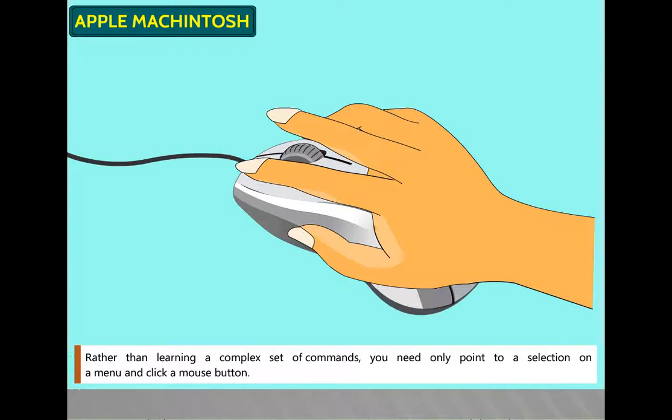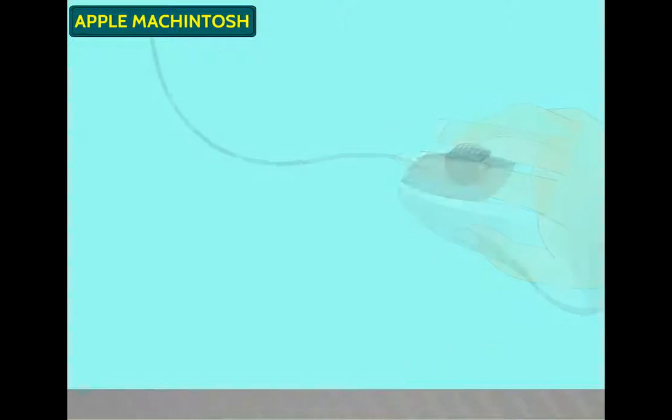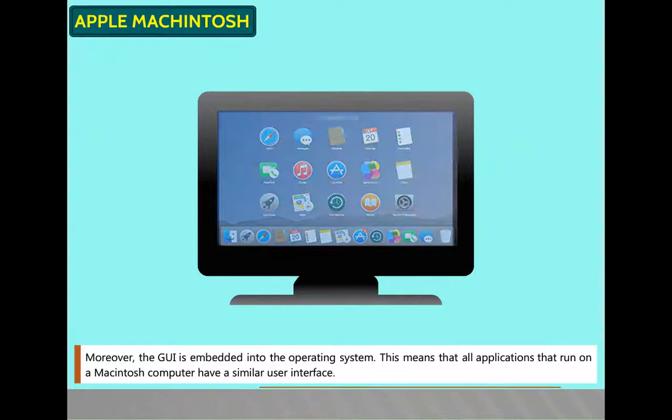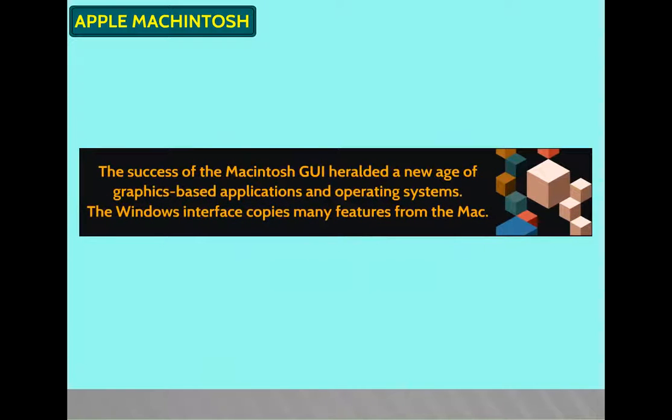Rather than learning a complex set of commands, you need only to point a selection on a menu and click a mouse button. Moreover, the GUI is embedded into the operating system. This means that all applications that run on a Macintosh computer have a similar user interface. The success of the Macintosh GUI heralded a new age of graphics-based applications and operating systems. The Windows interface copies many features from the Mac.